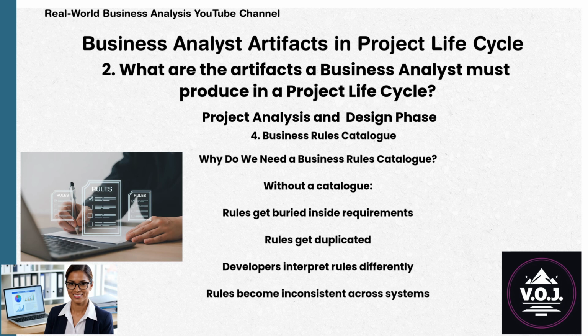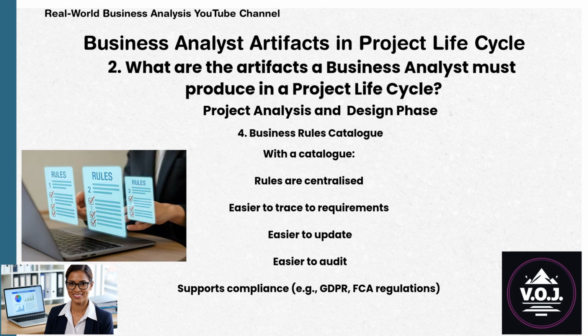Why do we need a business rules catalog? Without a catalog, rules get buried inside requirements. Rules get duplicated. Developers interpret rules differently, and rules become inconsistent across systems. With a catalog, rules are centralized. Easier to trace to requirements. Easier to update. Easier to audit. And it supports compliance, e.g. GDPR, FCA regulations.